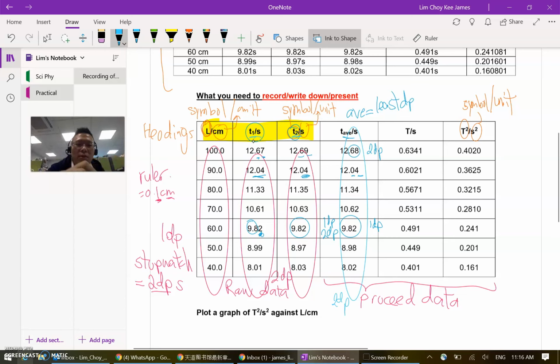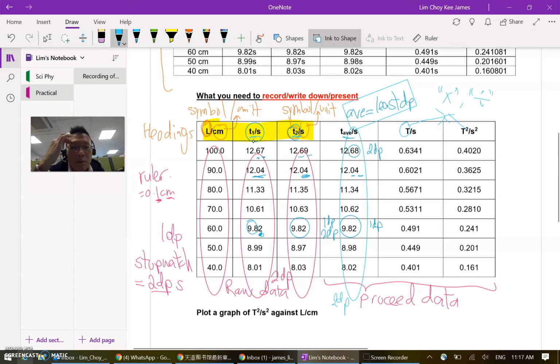The other process data we are looking at is the period. Sometimes period is T average divided by 20, because I'm looking at 20 oscillations. So for process data, we have averaging first, and after that we have multiplication and division, maybe multiplications followed by divisions.